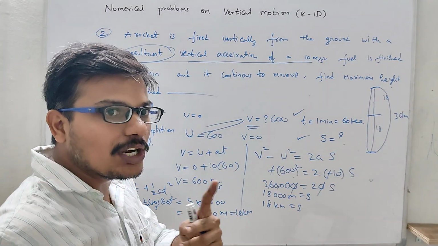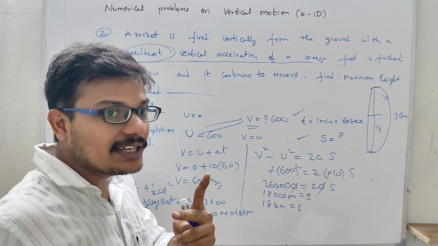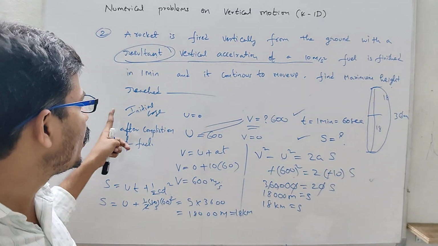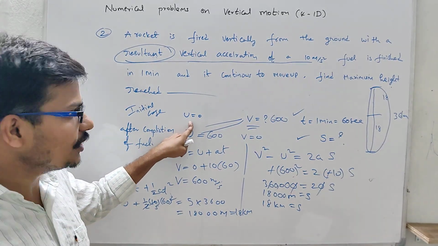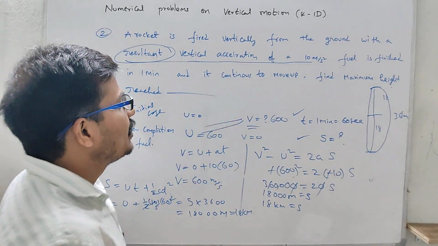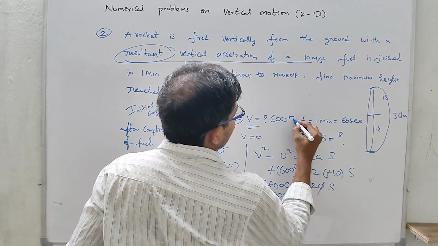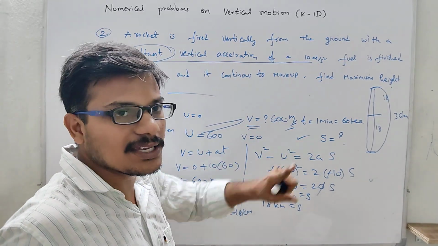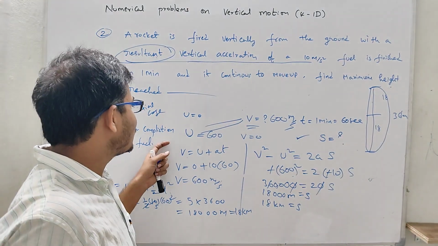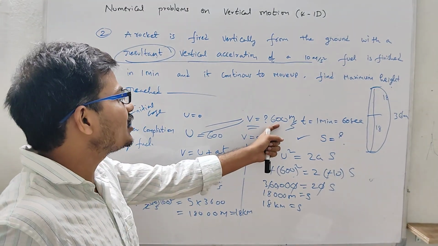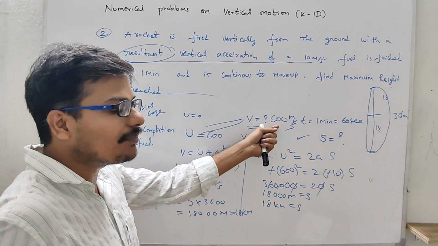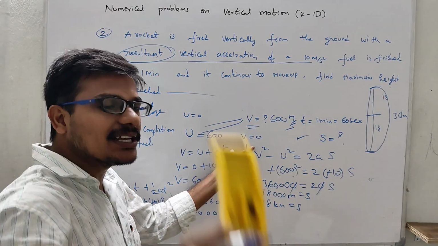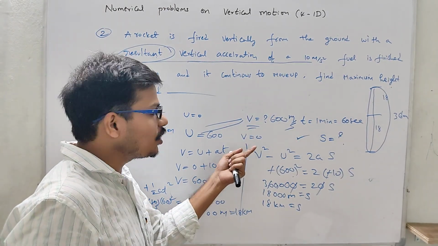So we have to find two displacements here, before fuel and after fuel. For that we have to take two cases. In the initial case, it starts from rest and reaches a maximum velocity of 600 meters per second until completion of the fuel. Time is 60 seconds. In the second case, after completion of the fuel, that final velocity becomes the initial velocity. And once again it will reach the uppermost maximum point, where the final velocity should be 0.